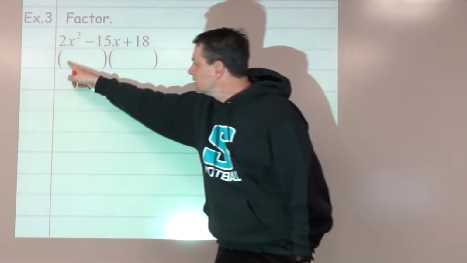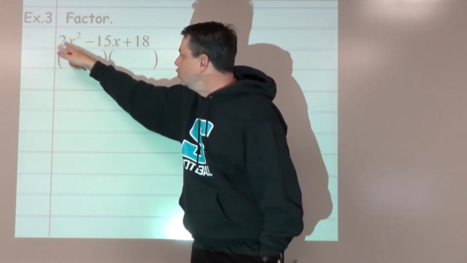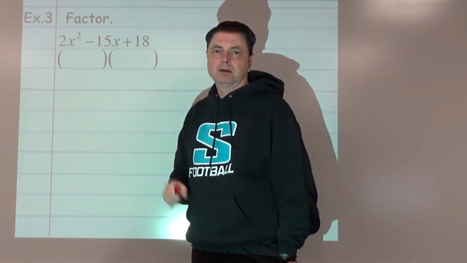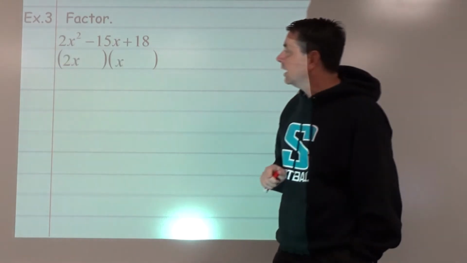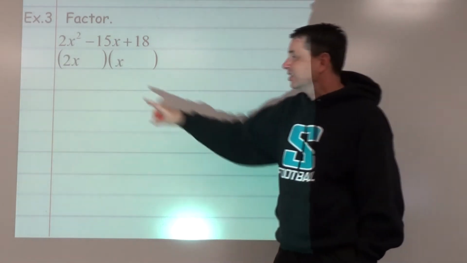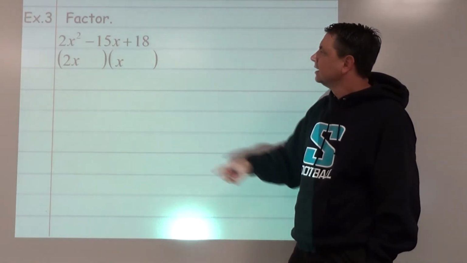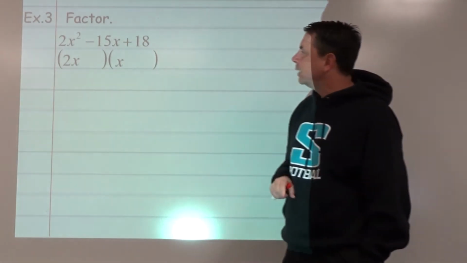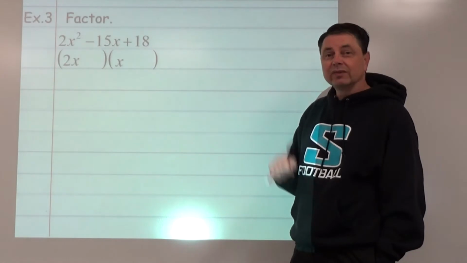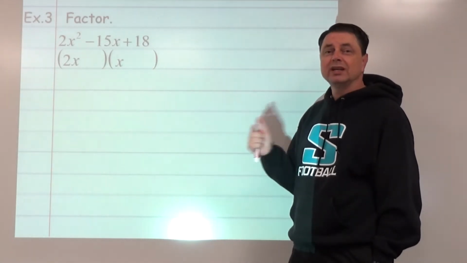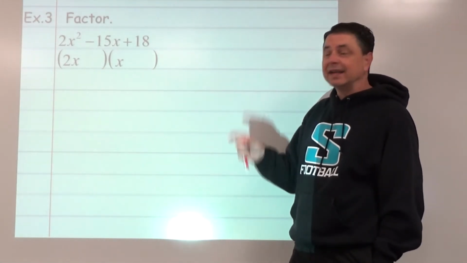Now, what times what makes 2x squared? That would be a 2x and a 1x. We don't need to write the one, but a 2x and a 1x makes 2x squared. Now let's list the factors of positive 18. We've got 1 and 18, 2 and 9, 3 and 6, negatives.